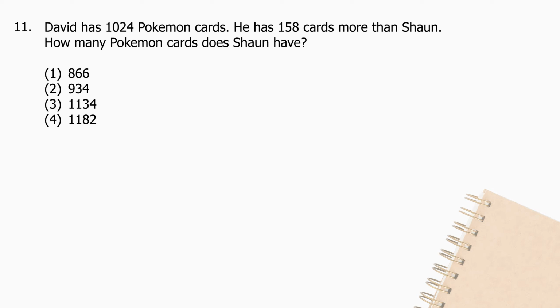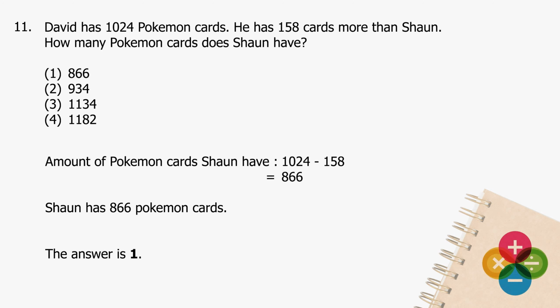Question 11. David has 1024 Pokémon cards. He has 158 cards more than Sean. How many Pokémon cards does Sean have? The amount of Pokémon cards Sean have will be subtract 158 from 1024, and the difference is 866. Sean has 866 Pokémon cards. The answer is 1.